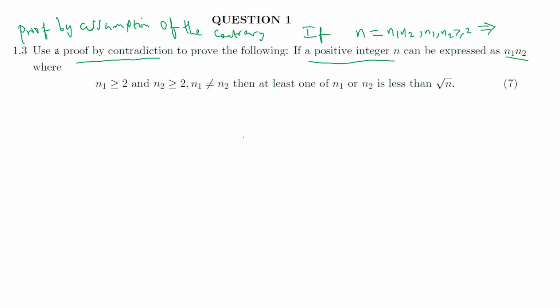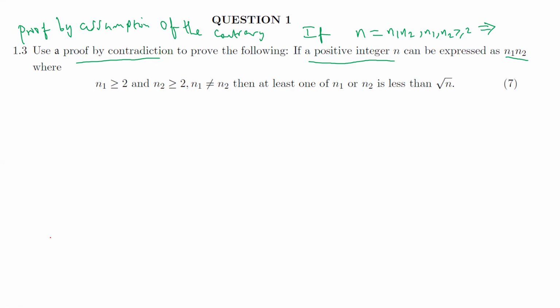Right. So obviously, if you say in mathematics, then at least one of this or that, it means that one or more of n1 or n2 is less than the square root of n. And so I want to speak about what we do in a proof by contradiction.